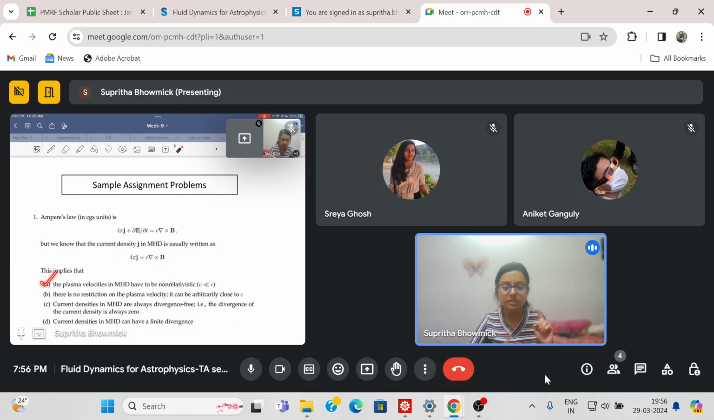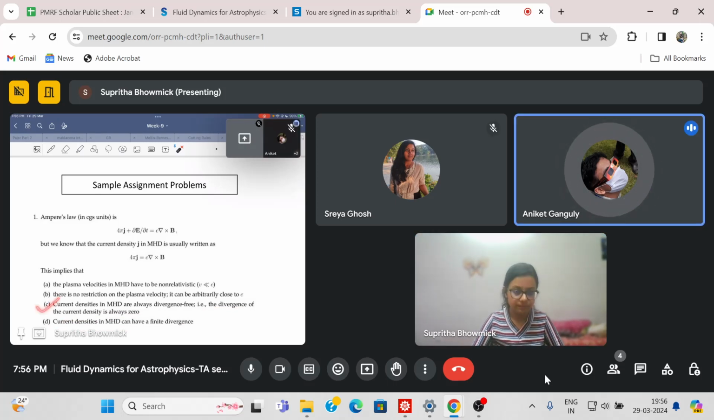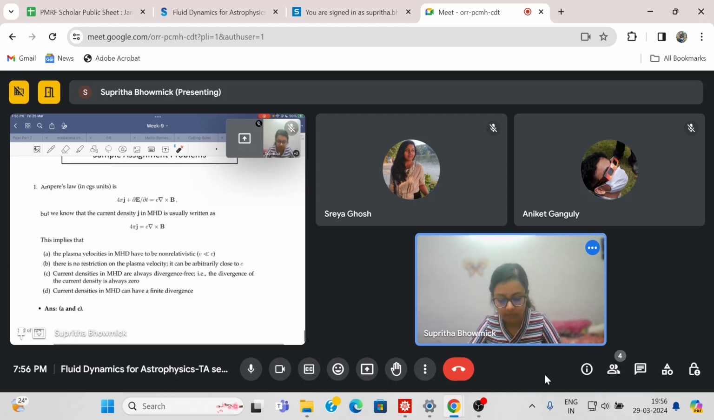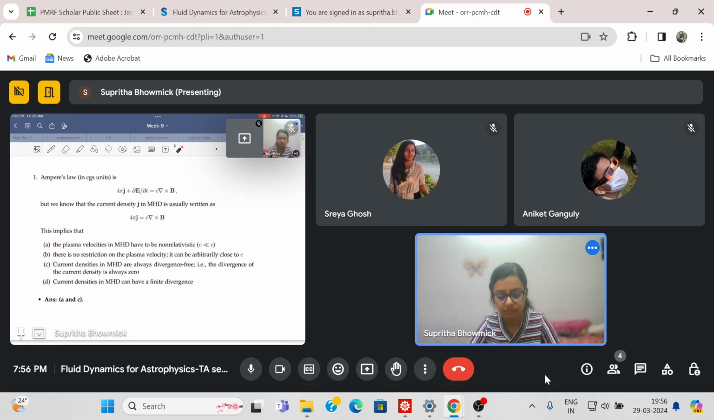So A is correct. Now among C and D, C tells you that current densities in MHD are always divergence free, that is, the divergence of the current density is always zero. D tells you current densities can have a finite divergence in MHD. It should be C because divergence of curl is 0. Absolutely. If you take this equation and take divergence on both sides, you'll see that divergence of J is 0. Very good. So the correct options are A and C.